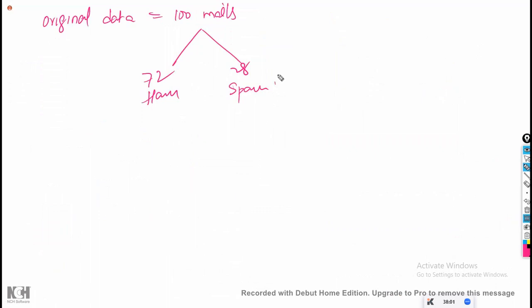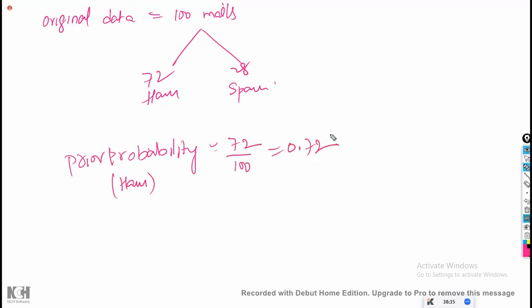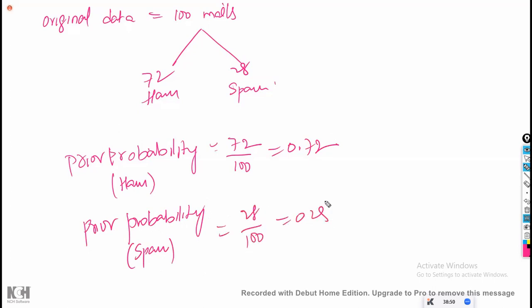In the original data, the output variable will be available, right? In the output variable, 72 of them are ham, 28 of them are spam. Now tell me, what is the prior probability of ham? Probability of ham is nothing but 72 by 100, which is 0.72. This is the prior probability. Similarly, what is the prior probability of spam? Which is nothing but 28 by 100, which is 0.28. These are the prior probabilities. Up to here, it is clear.